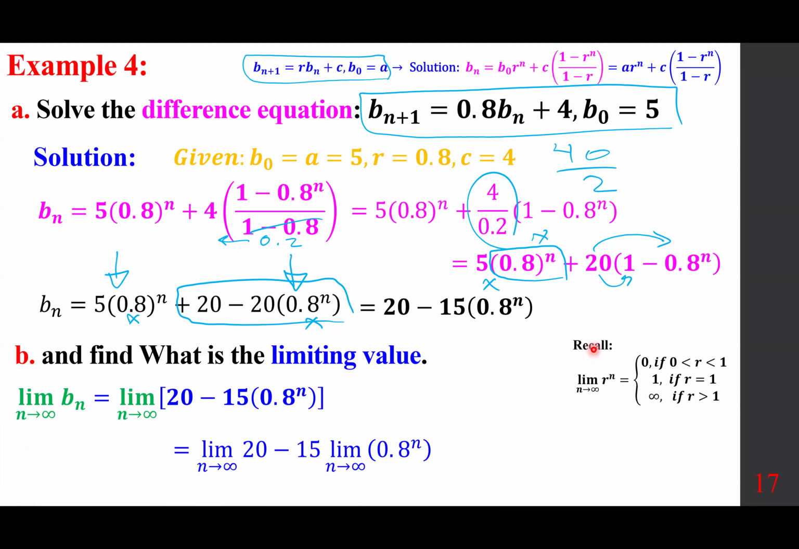Why is that? Remember that the limit of r to the power of n as n approaches infinity is 0 if r is between 0 and 1. What is r here? 0.8, the base. And so 20 minus 15 times 0, this is 0, so the answer is 20. It's very straightforward.